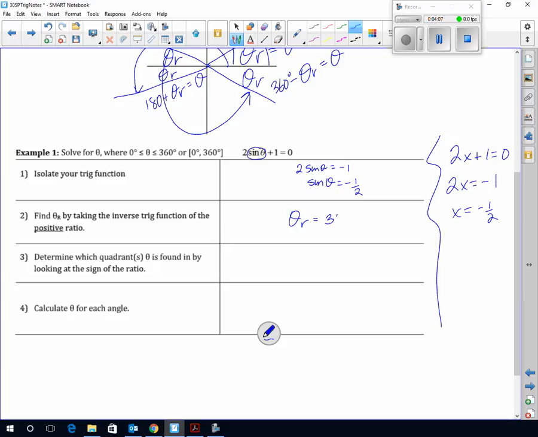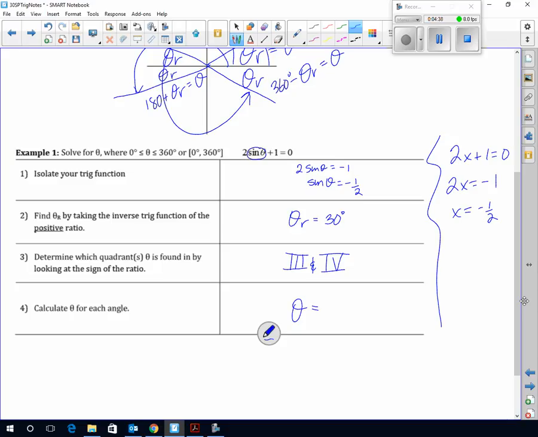Sine is negative here. Do you see that? In which two quadrants is sine negative? 3 and 4. So I'm going to put 3 and 4. Who can tell me which related angles are in quadrants 3 and 4 in reference to a 30-degree reference angle? 210 and 330 degrees. Very good. Does everybody see how I got that?